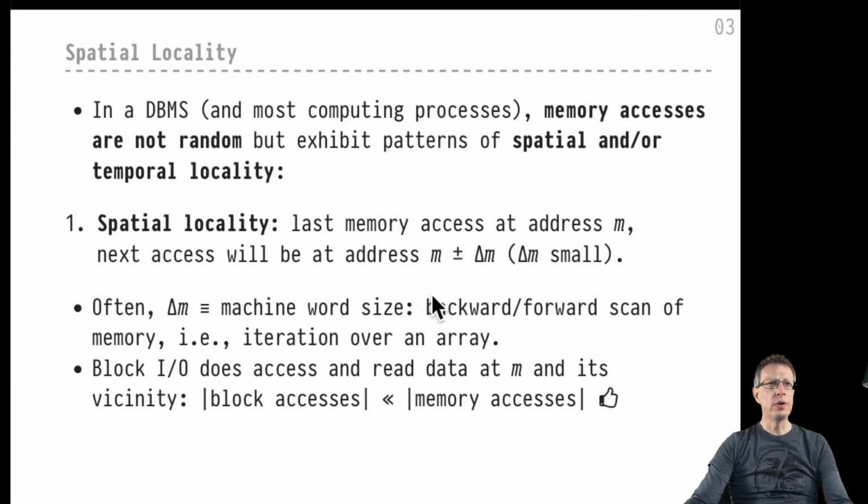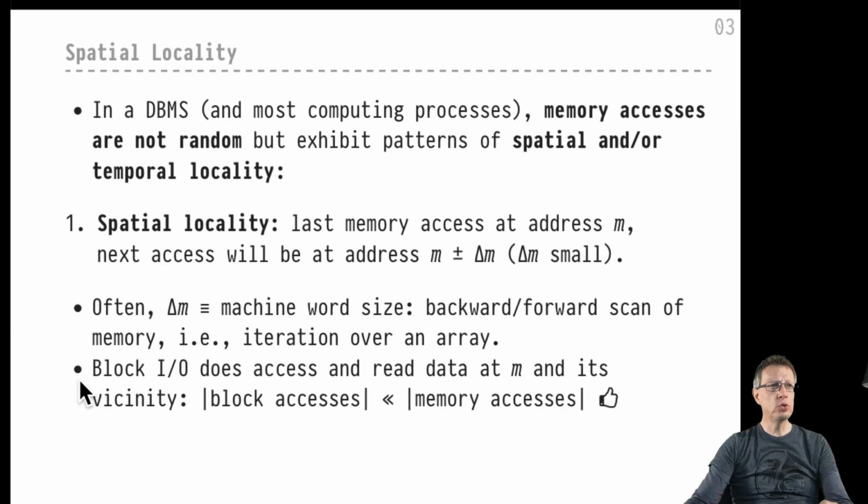All right. So iteration over an array would be one of these very typical iterations. The scans that we've already discussed when we were looking at the internals of MonetDB, of the projection operator, for example, they behave like this, and they lead to memory accesses that exhibit spatial locality.